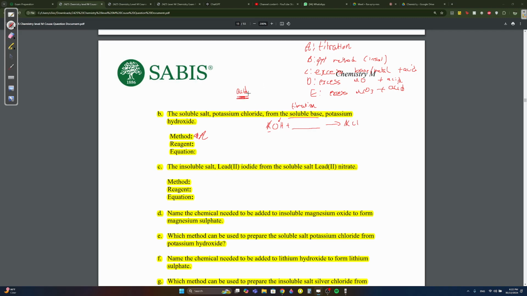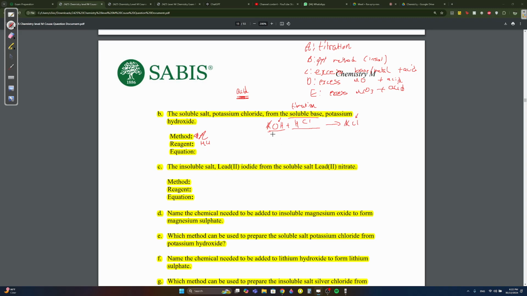You're always adding acid plus metal oxide, acid plus metal carbonate, acid plus metal sulfite. It's always acid plus, right? This is my metal hydroxide. I need to add an acid, so it will be H something. H what? Cl. You need a Cl, so HCl. So the reagent is HCl.